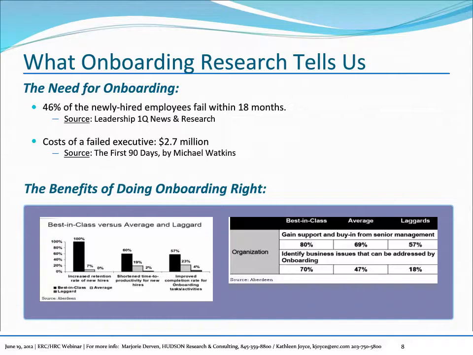Michael Watkins has estimated that at the executive level, the cost is over $2 million. Of course, the cost is less at a lower level in the organization, but it still is extremely high. We also know that the benefits of doing it right, according to Aberdeen, are that the best-in-class organizations demonstrate increased retention rate and shortened time to productivity.